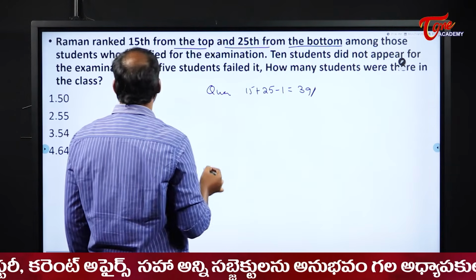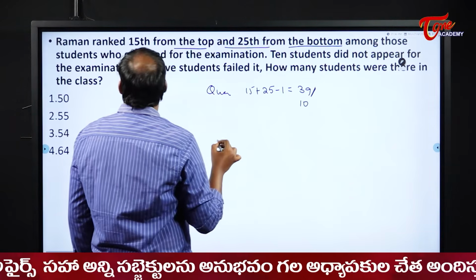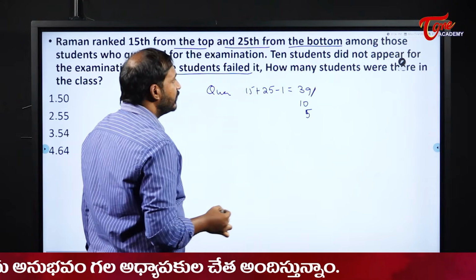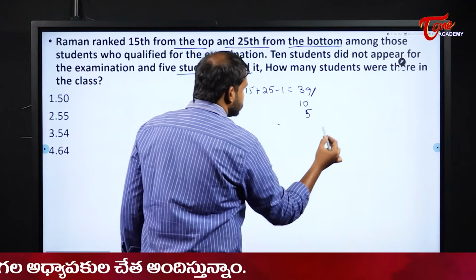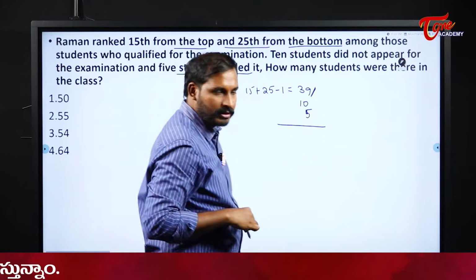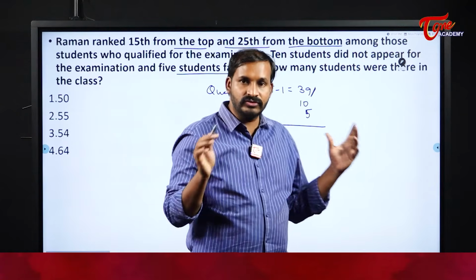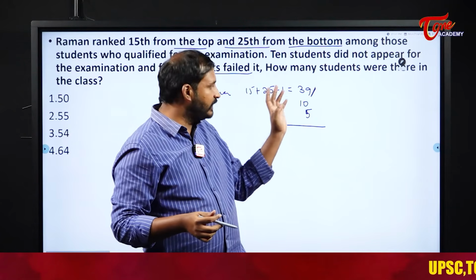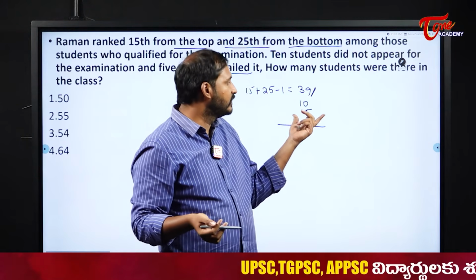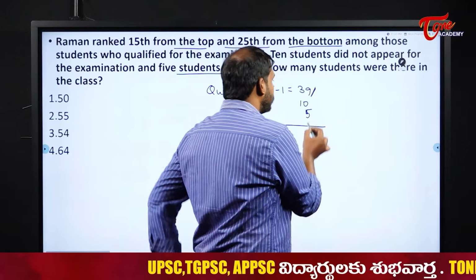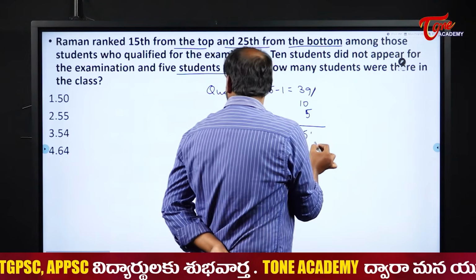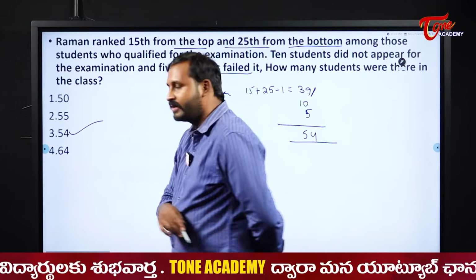10 students did not appear for the examination, and 5 students failed in it. How many students were there in the class? Overall he is 15th from the top and 25th from the bottom, so the students who qualified are 39 in number. 10 didn't take the examination, so plus 10, and 5 failed even after taking it, so plus 5. So overall the total number of students becomes how much? 49 plus 5, 54.